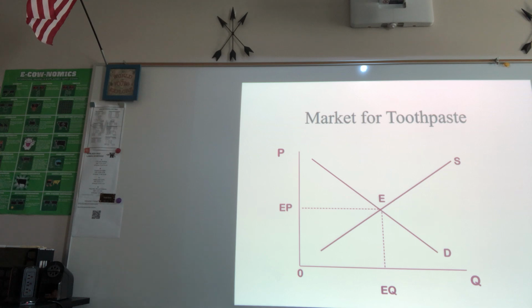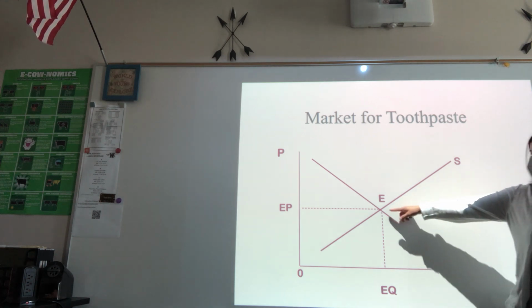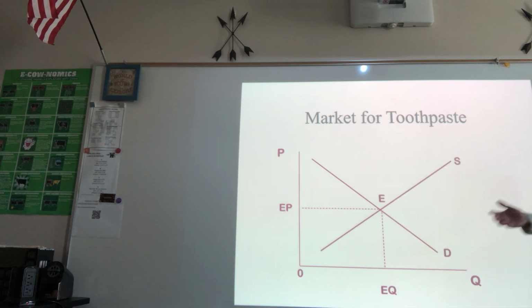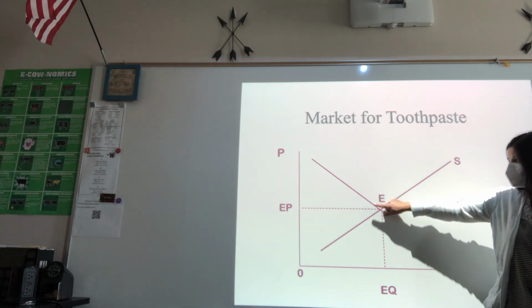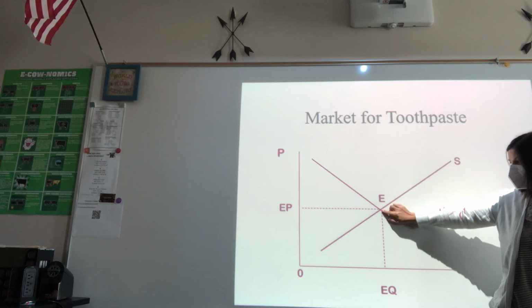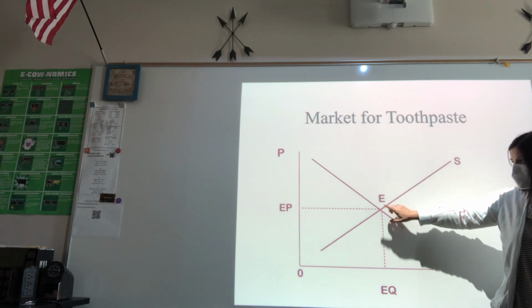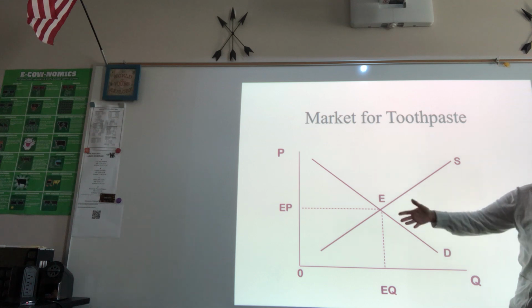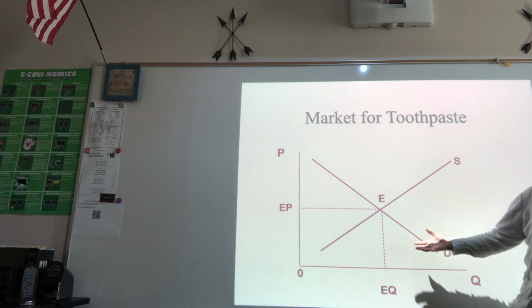So here is my graph. Do y'all see my E? E is equilibrium, and it is said in economics that it has cleared the market. Both the supplier and the demander have mutually agreed that they will sell at that price. And so where my equilibrium price is, my E is, and my equilibrium quantity is, that is where it's cleared the market. Basically, the quantity demanded and the quantity supplied are the same.